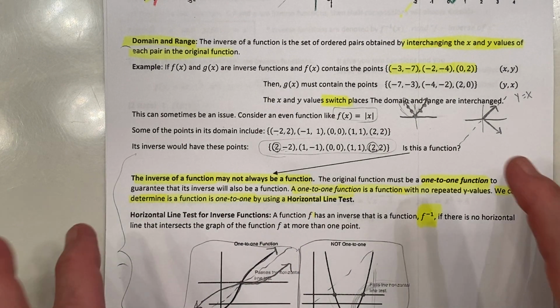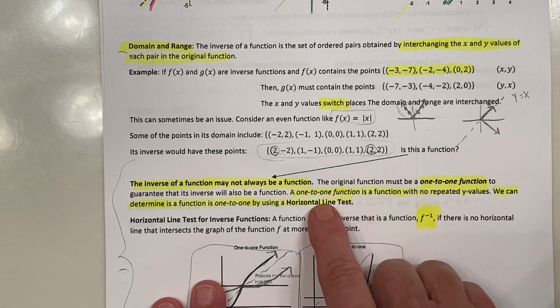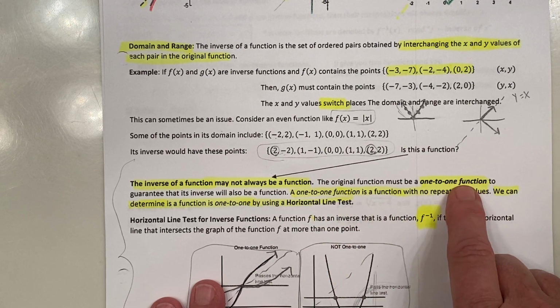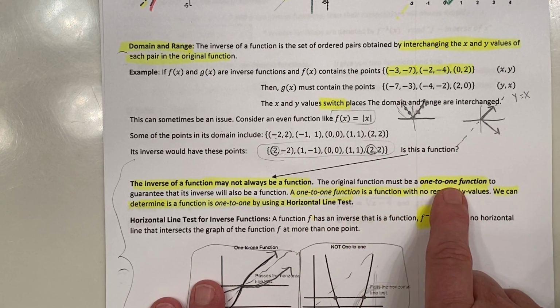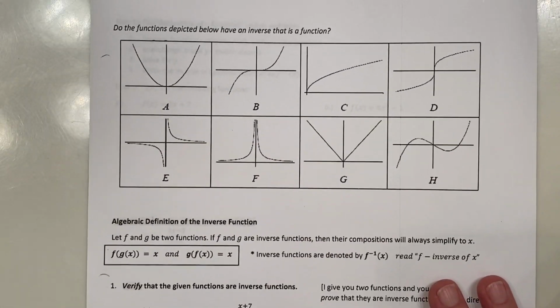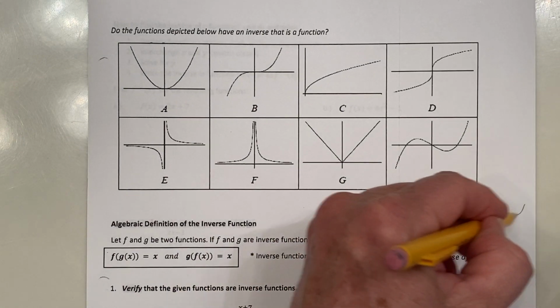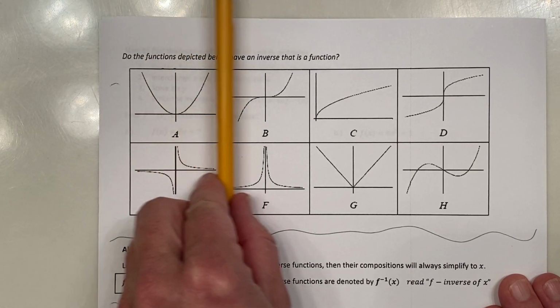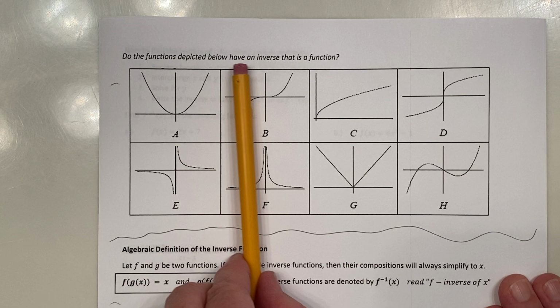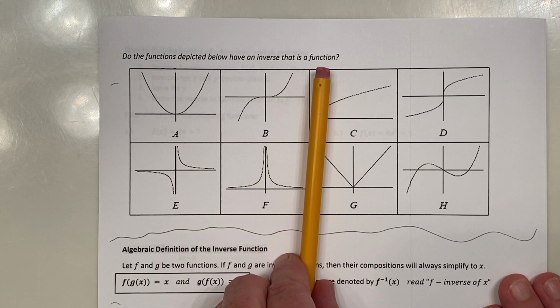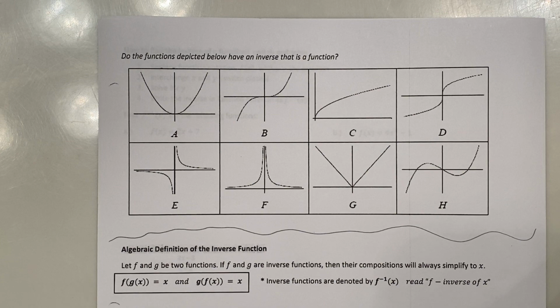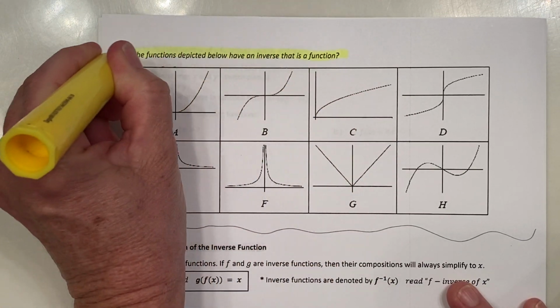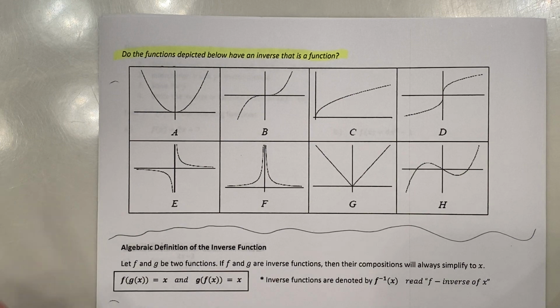So what we want to take away from here is that a one-to-one function passes the horizontal line test. A one-to-one function means that the inverse will also be a function. Okay, so let's take a look at some graphs here. Here we have some examples, A through H. The question is, they all pass the vertical line test, do these functions have an inverse that is also a function? So when we read that language, and it wants us to know if, without graphing the inverse, is a function, all we have to do is look at a line test.